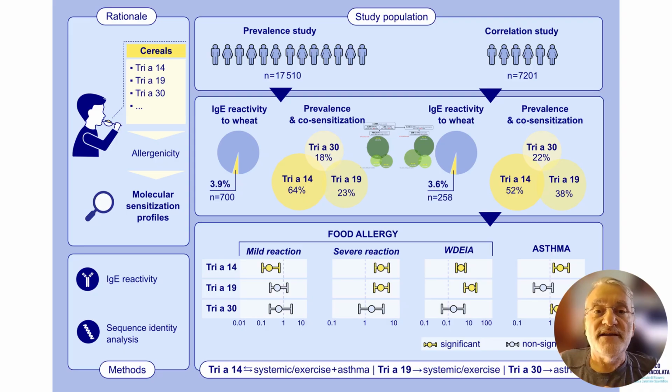Our main findings were threefold. First, molecular analysis showed that 3A14, the wheat LTP, shares high sequence identity with homologs in maize and other cereals, supporting a strong potential for cross-reactivity.